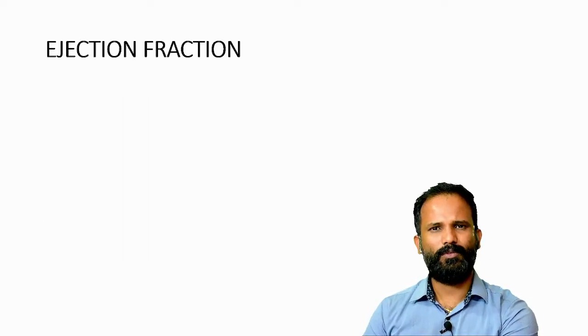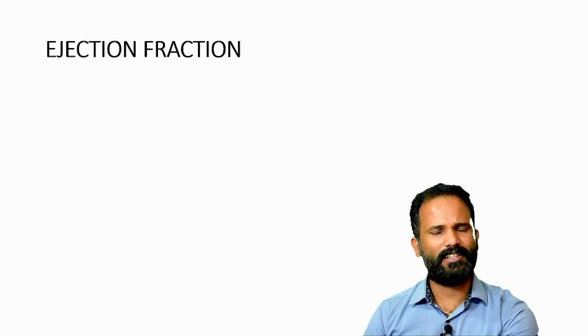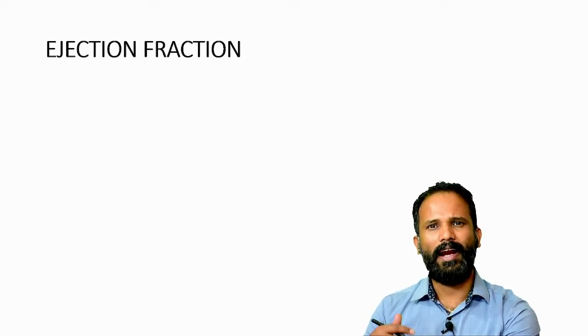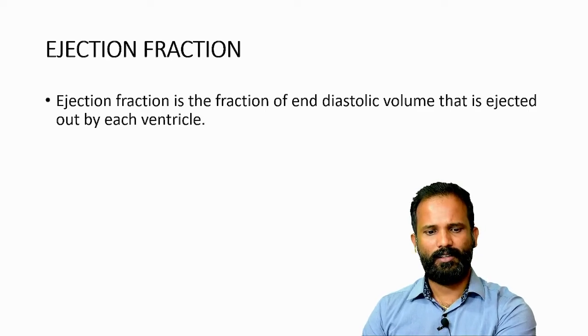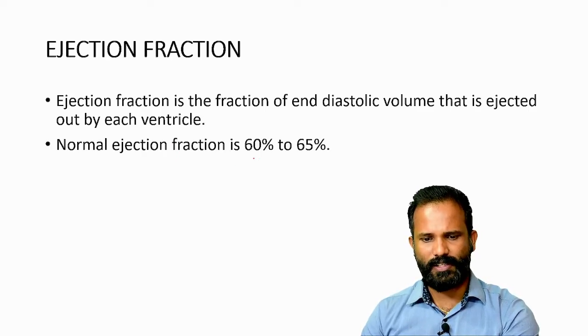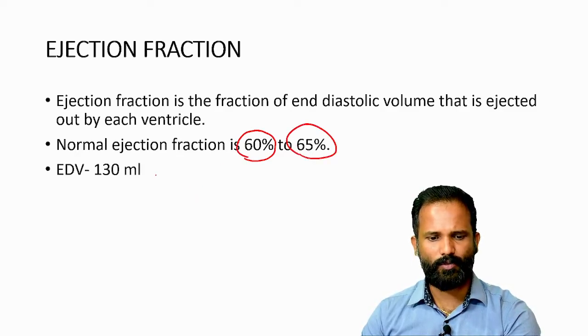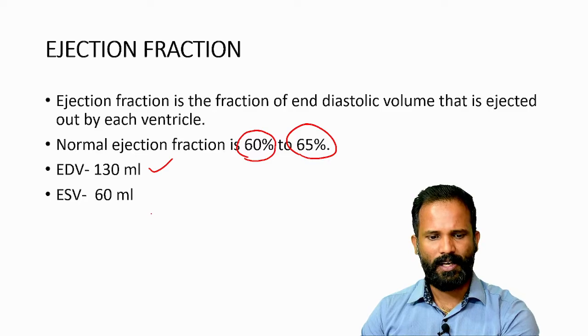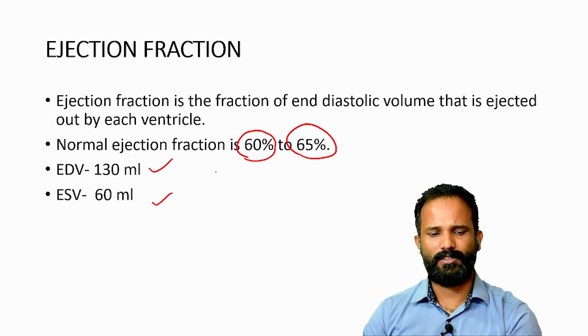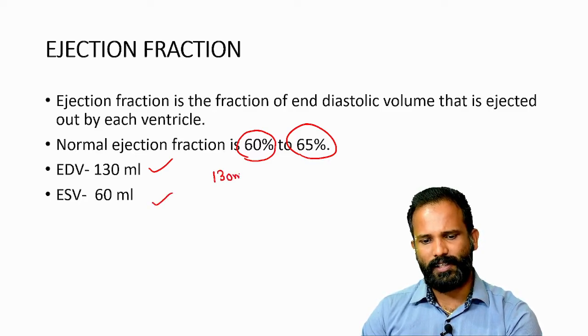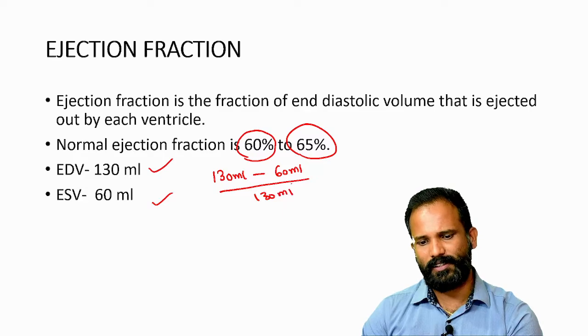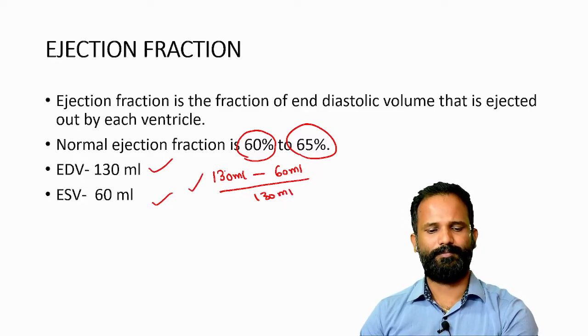Now, what is ejection fraction? Ejection fraction is the amount of blood ejected from the end diastolic volume. It is usually 60 to 65%. Usually end diastolic volume is 130 ml and end systolic volume is 60 ml. So 130 ml minus 60 ml, divided by 130 ml, is the ejection fraction.